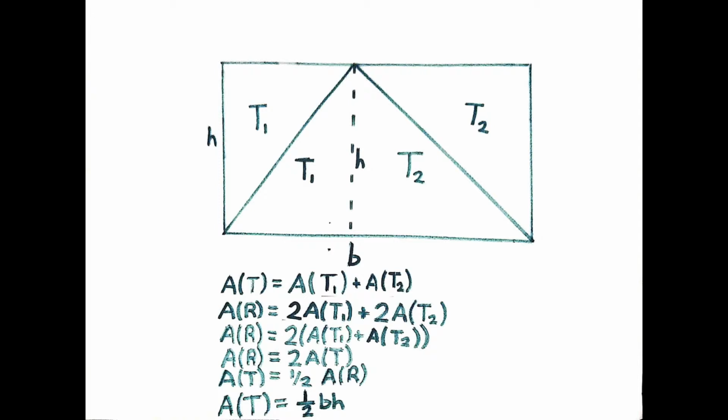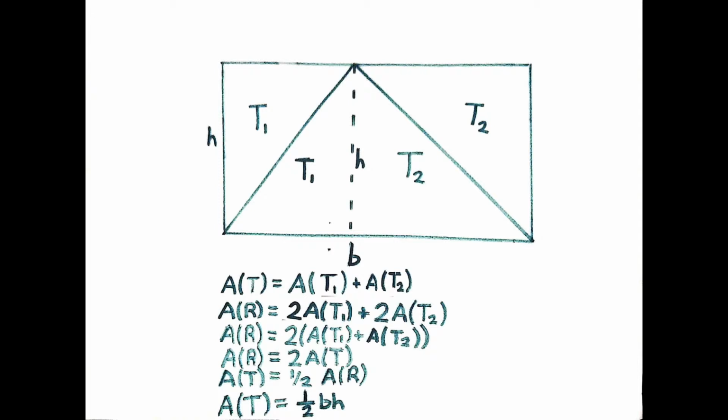So the area of our triangle is the area of T1 plus the area of T2. The area of our rectangle is 2 times the area of T1 because we have 2 T1s, plus 2 times the area of T2 because we have 2 T2s. You can factor out the 2, and we will get that the area of the rectangle is 2 times the area of T1 plus the area of T2.